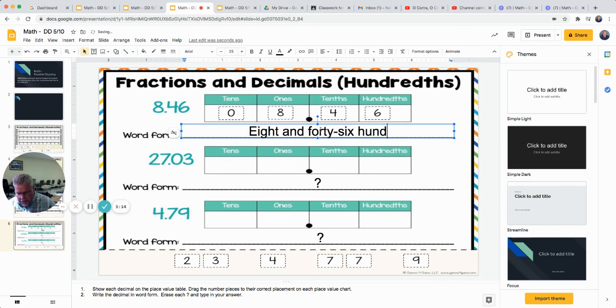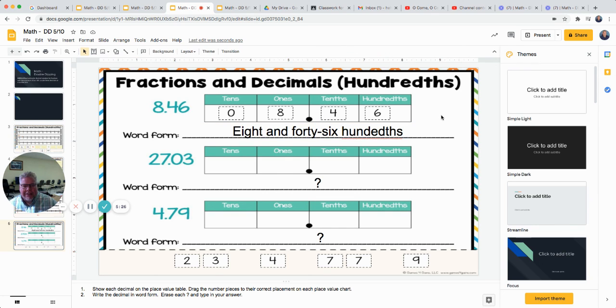It will look like 8 and 46 hundredths. We put the little hyphen between the tens, like 20, 30, 40, 50, and the next number. Okay. 8 and 46 hundredths. Do these two that way, and you'll have these slides done.